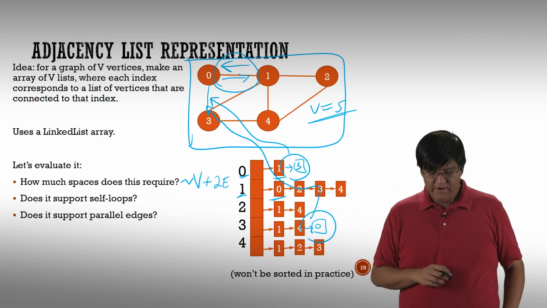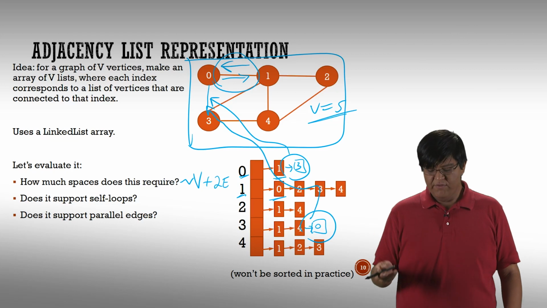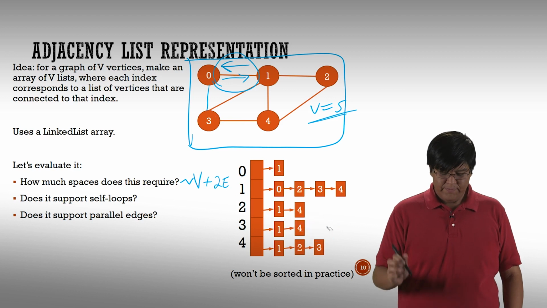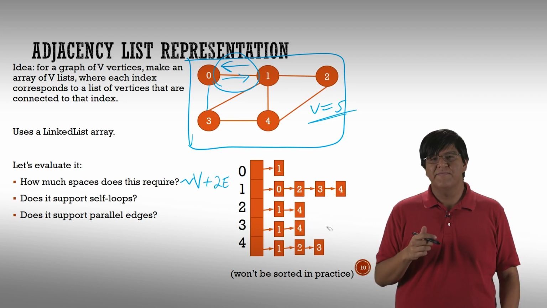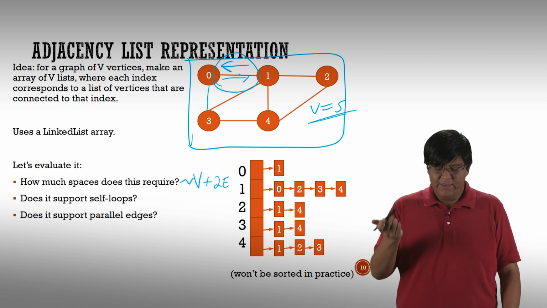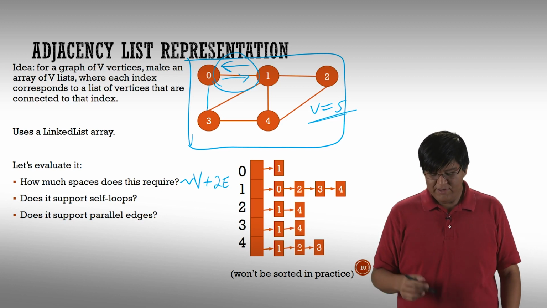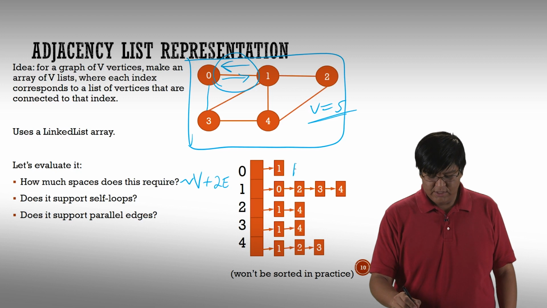All right, so moving along, does this thing support self loops? Well, here maybe it's a little bit of trouble. So self loops, what do you guys think? How would we add them to this picture? So here I can add them by basically just throwing them in the picture. So if I want to say 0 is connected to 0, I just do this.